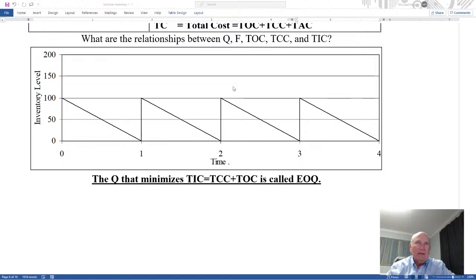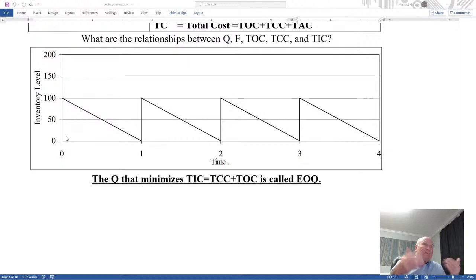On the other hand, let's go the other extreme. Let's order one at a time. So every hour we're ordering something, okay? So inventory carrying cost is really, really small, virtually zero, very, very small.